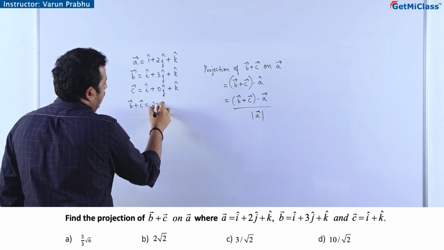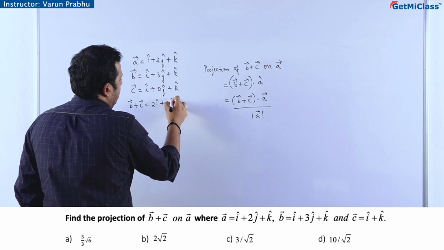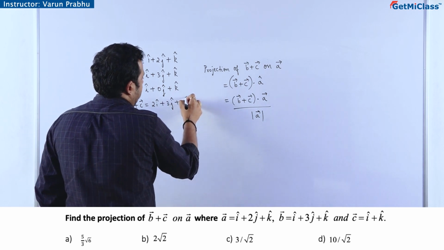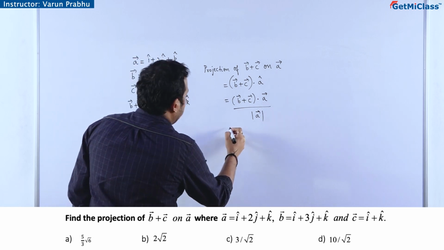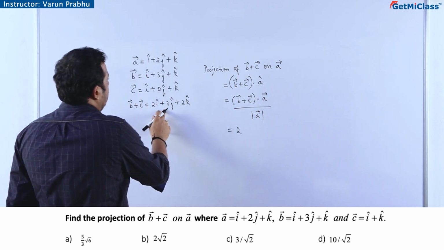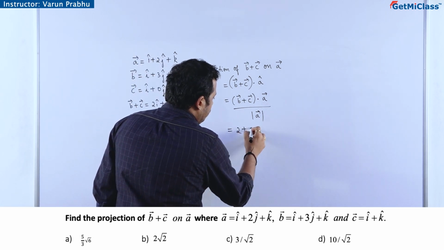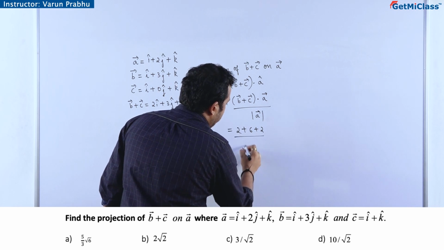This is equal to 2i cap plus 3j cap plus 2k cap. Correct? B plus c is this one. Dot A will be equal to 2 plus 6 plus 2 divided by magnitude of A.